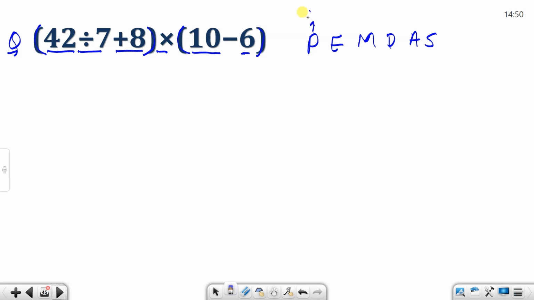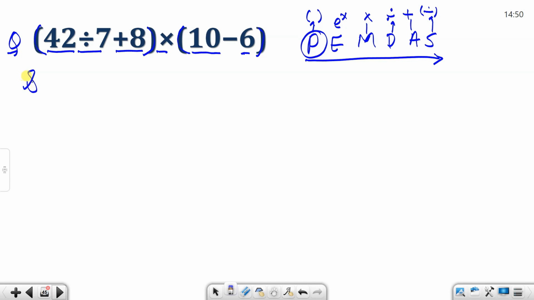P for parenthesis, P for exponential, M for multiplication, D for division, A for addition, S for subtraction. According to the rule, we apply from left to right. So first solve the parentheses. Now, here is the solution.